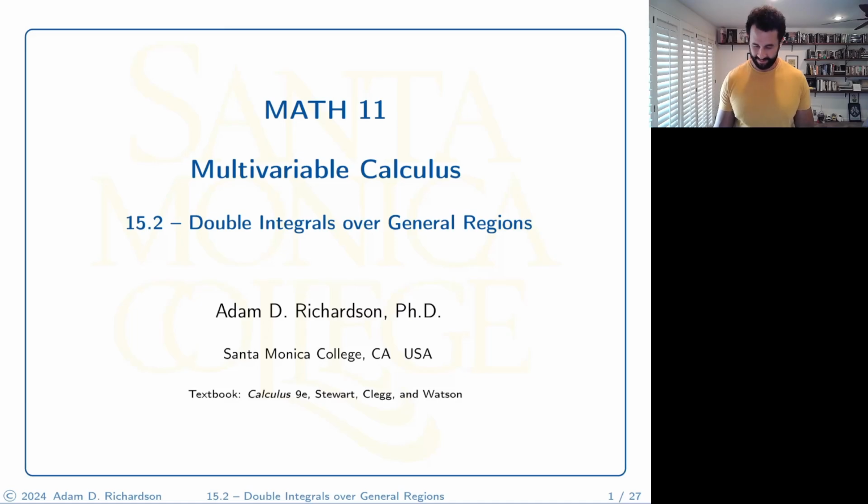So welcome back. Today we're going to be doing section 15.2. This is when we're going to extend our double integral to integrals over general regions. So this is where things start to get really fun. Let me pull up the slides and we will get started.